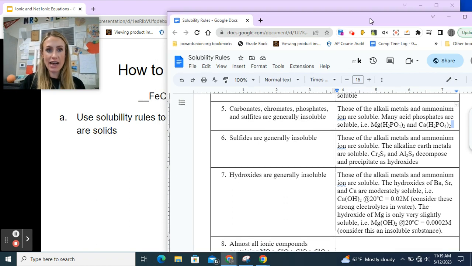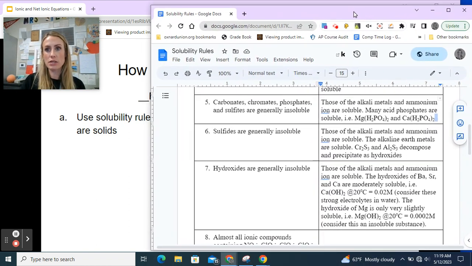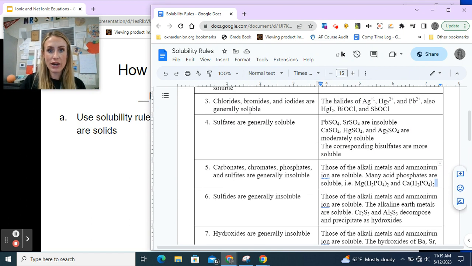And then last but not least, we have sodium chloride. Of course, we already know that sodium chloride is soluble because it's just table salt. But let's look at our chlorides again. Chlorides, bromides, and iodides are generally soluble, and sodium is not an exception here. So we would put an AQ next to the sodium chloride.